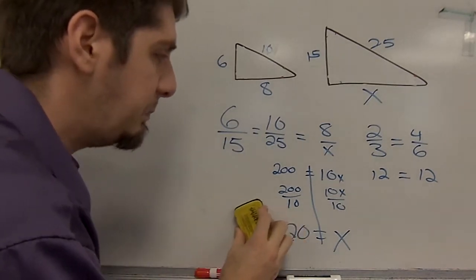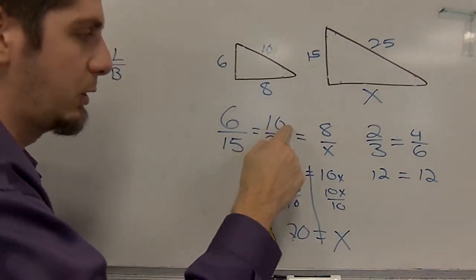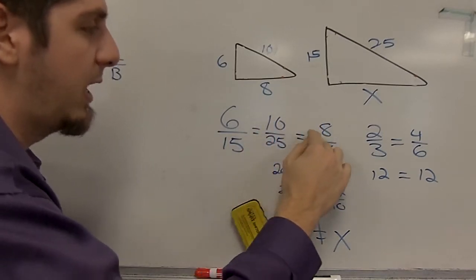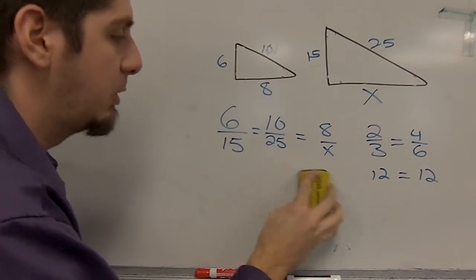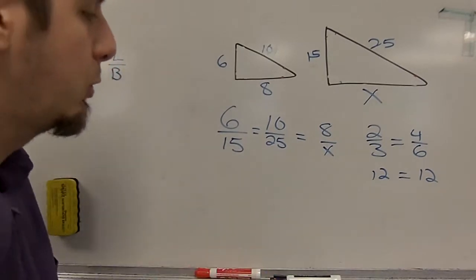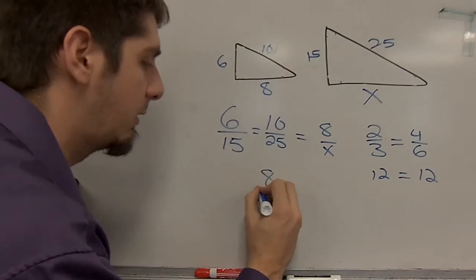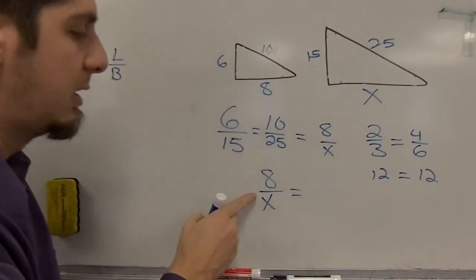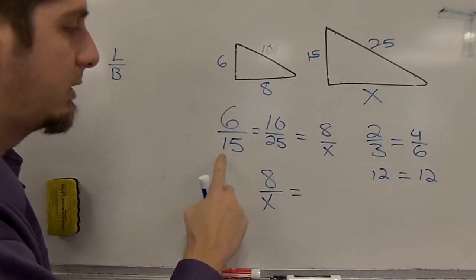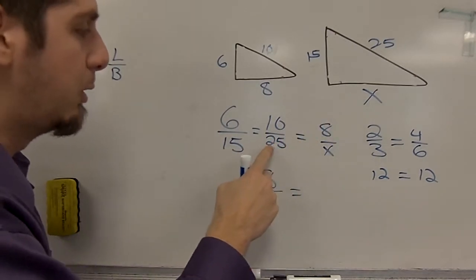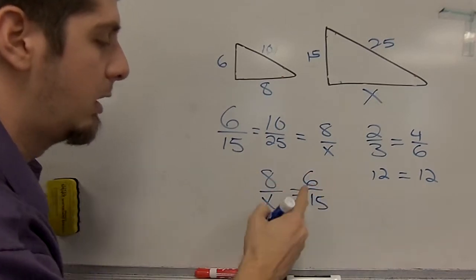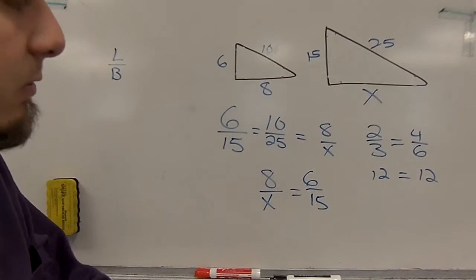Now, I did not have to do the cross multiplication of 10/25 with 8/x. I could have also chosen the 6/15. But the one thing I didn't have a choice about is I had to use the 8/x because it contains the missing side. It contains the x. But at this point, 8/x is equal to both of these fractions. So I could have put 6/15 here as well, cross multiplied, and I would have gotten the same answer in the end.